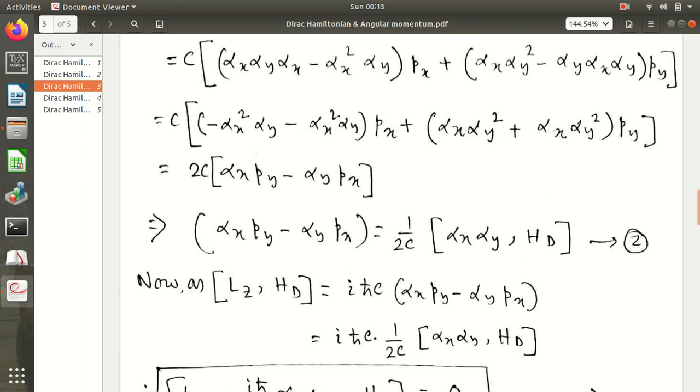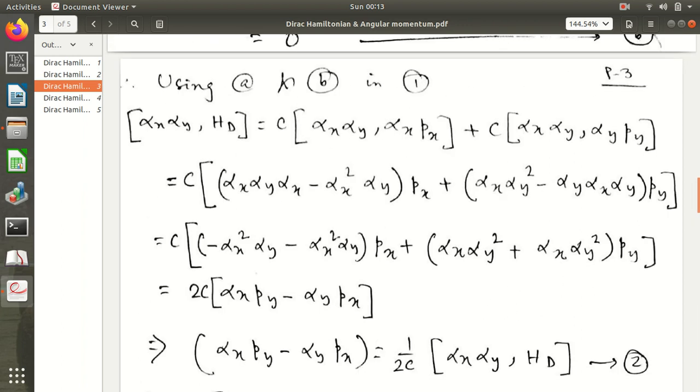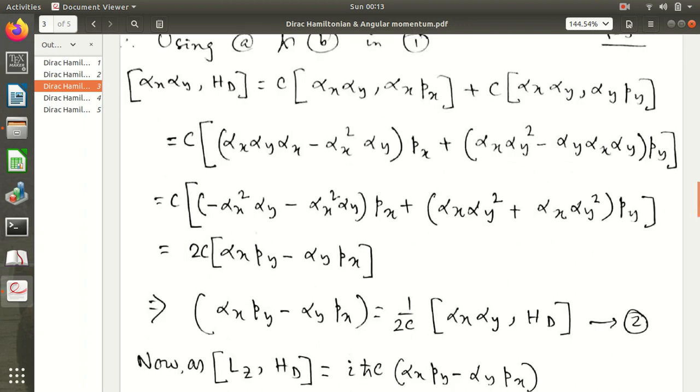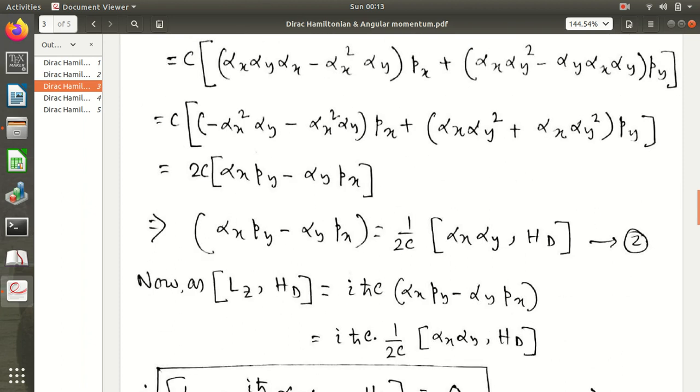expression, and you can write it in another way: alpha x py minus alpha y px equal to 1 by 2c of the commutation of alpha x alpha y and HD. Just use this relation, this left hand side and this right hand side. So alpha x py minus alpha y px equal to 1 by 2c of the commutation of alpha x alpha y and HD.